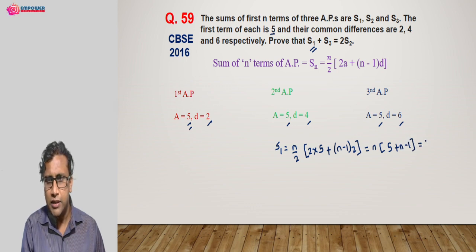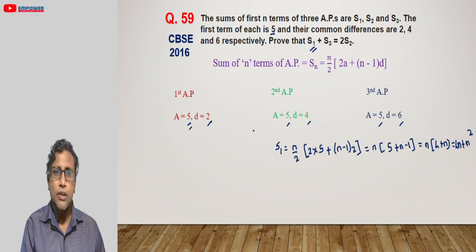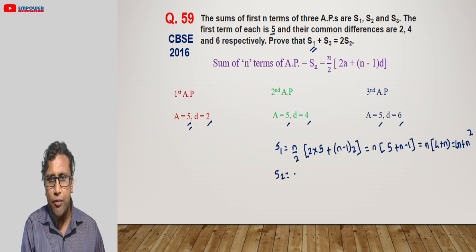So this becomes n in bracket 4 plus n, or finally I can write it as 4n plus n square. So this is my S1. Let's calculate S2 by using the same method. Everything is same, the only difference is the small d.